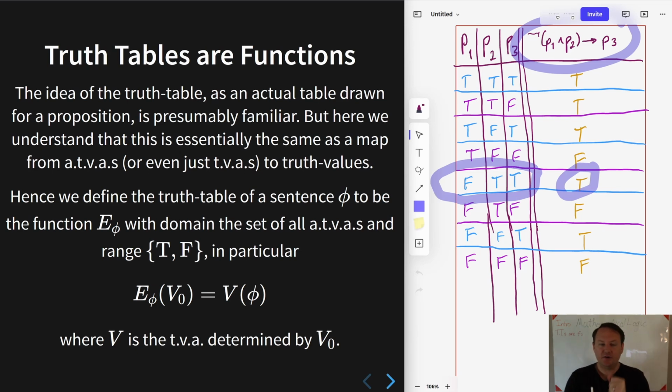And when I give this function a particular atomic truth value assignment, what will it return? Well, we want it to return the truth value that the sentence gets for this truth value assignment, or the atomic truth value assignment. So we take V0, the atomic truth value assignment. Technically, we have to extend it to all of V to then evaluate phi on V. Those are some technical details, but the important point is that we basically find the truth value of phi on this truth value assignment to the atoms. And that is the definition of E sub phi, which is to say that is the truth table.